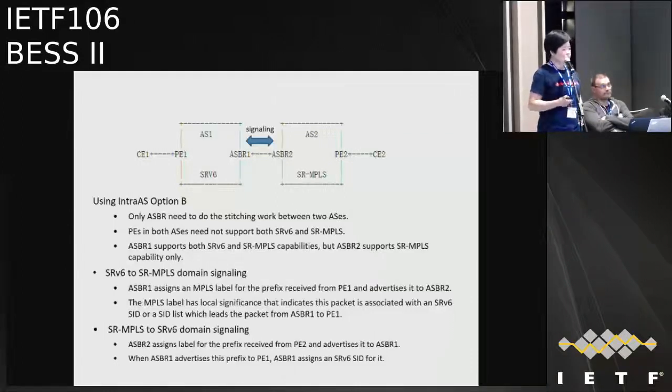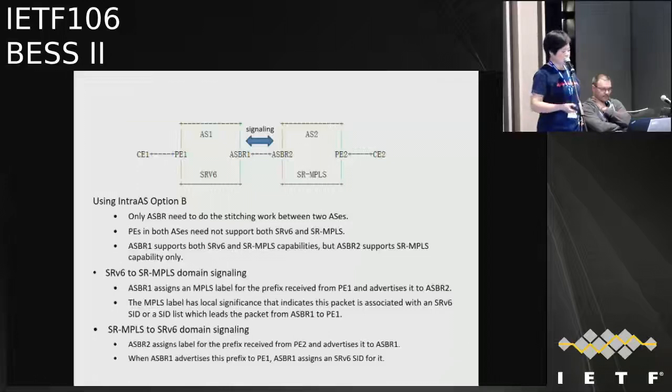If we deploy different SR functions in different ASes, it's a normal situation in future networks. For example, in AS1 we deploy SRv6 only, and in AS2 we deploy SR-MPLS only. Suppose that ASBR1 can support SRv6 and SR-MPLS, but ASBR2 only supports SR-MPLS. How do we stitch the two networks, the two ASes, to work together?